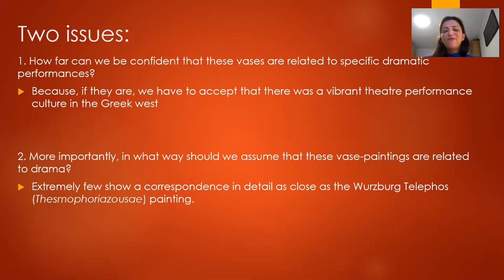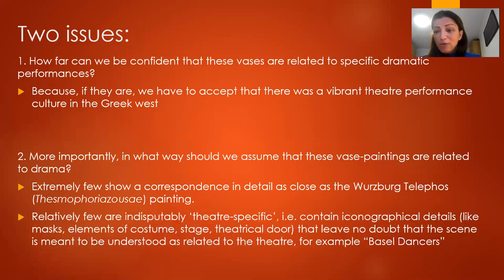Now, extremely few, unfortunately, show a correspondence of detail as close as the vase that we just saw, the Würzburg Telephus painting. And also, unfortunately, relatively few are indisputably theater specific. Now, how can we tell if a vase painting is theater specific rather than including the representation of a mythical scene, or of a comic scene, or a representation of a parodic version of a myth?